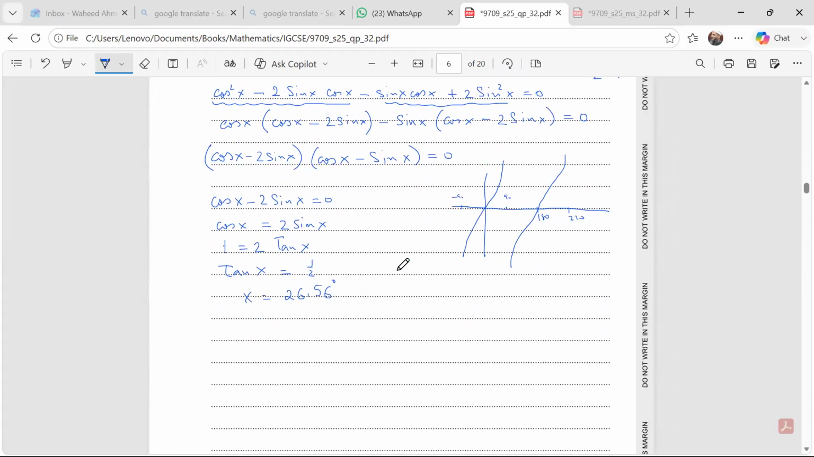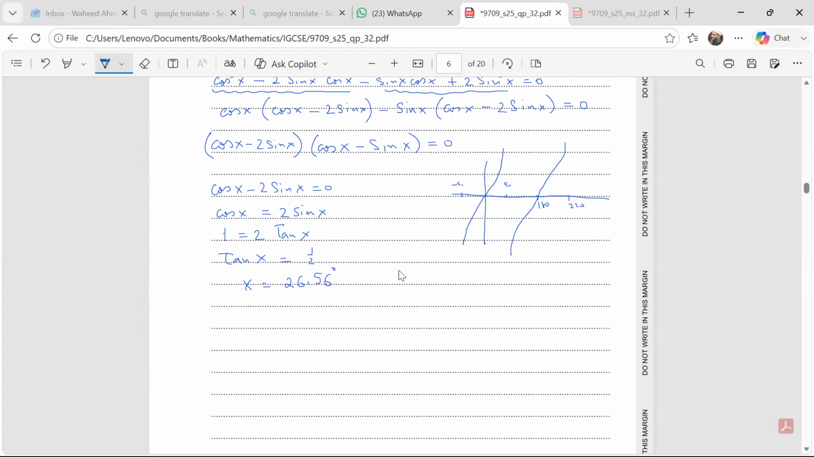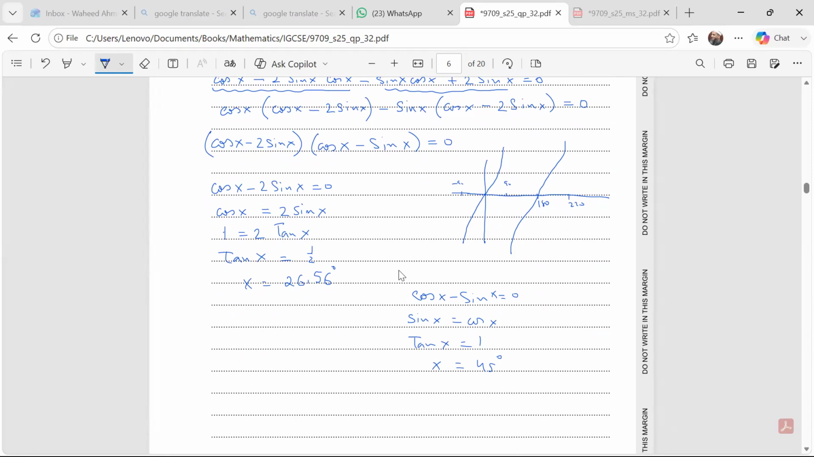Okay. And the other part was cos x minus sine x equal 0. So sine x equals cos x. And if I divide by cos x everywhere, it will become tangent x equals 1. So this is easily x is equal to 45 degrees. Okay, so these are the two answers for this question.